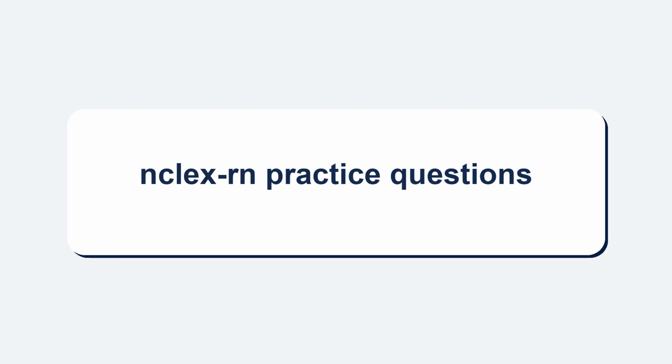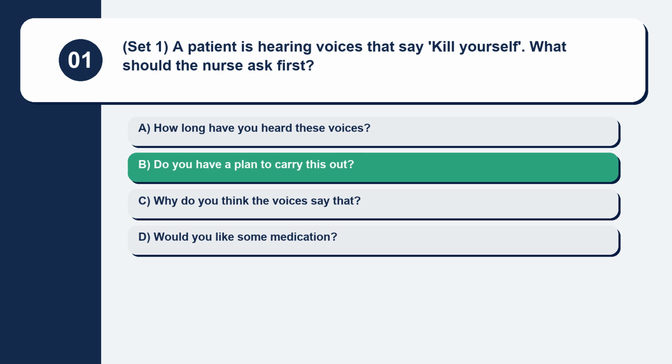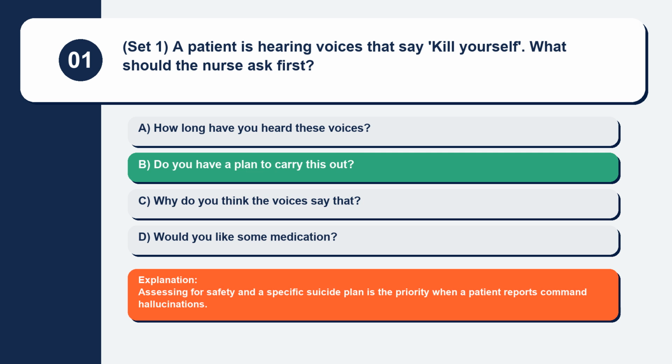NCLEX RN practice questions. Question 1. Set 1. A patient is hearing voices that say, "Kill yourself." What should the nurse ask first? How long have you heard these voices? Do you have a plan to carry this out? Why do you think the voices say that? Would you like some medication? Assessing for safety and a specific suicide plan is the priority when a patient reports command hallucinations.